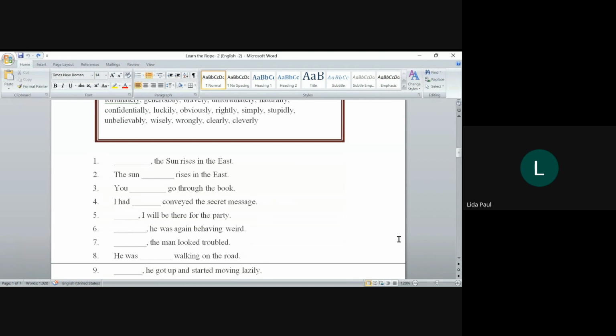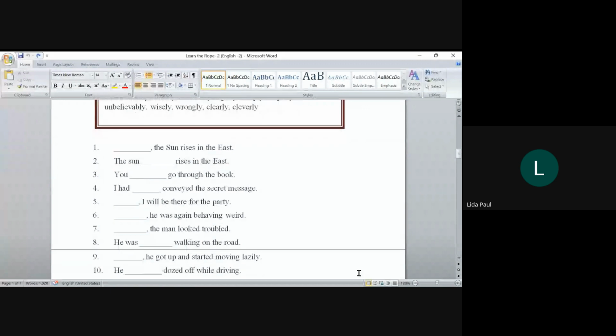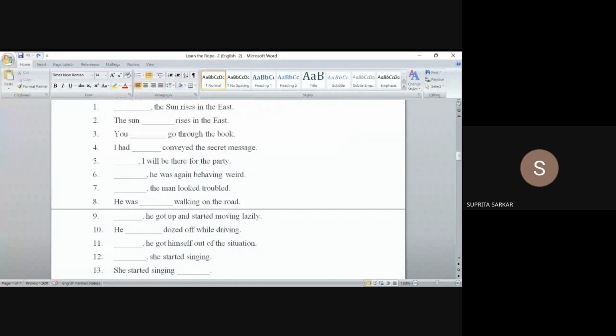Okay. Third one, you dash go through the book. Wisely. Simply. You simply go through the book. So simply go through the book. Okay. Wisely, going through a book doesn't require too much wisdom. So simply go through the book.